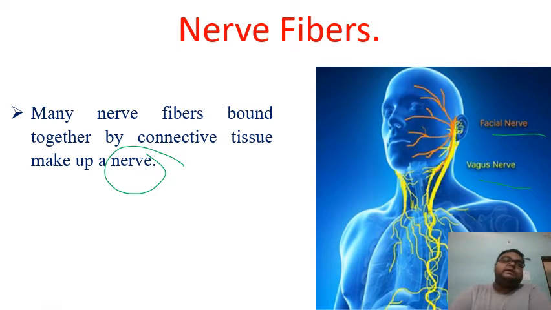We have learned the structure of the neuron. We have also learned about the nerve fiber. And what is the nerve fiber? A nerve fiber is nothing but a collection of neurons which is bound together by what? Which tissue binds it together? It is the connective tissue. Right, students? Okay. Now let's proceed ahead.